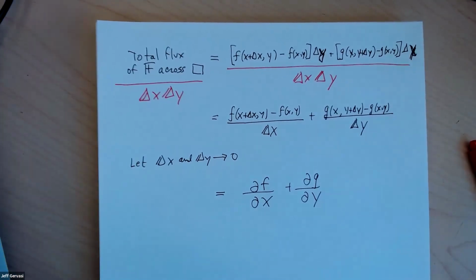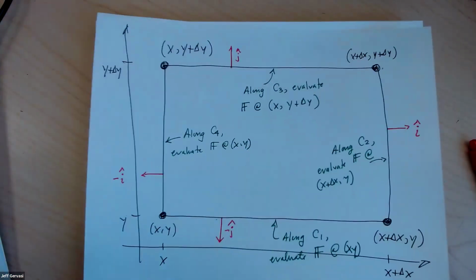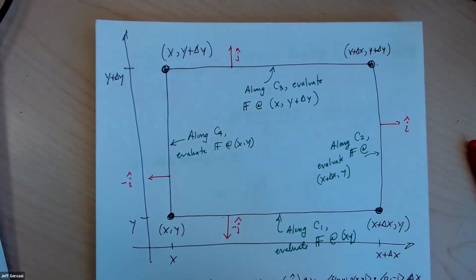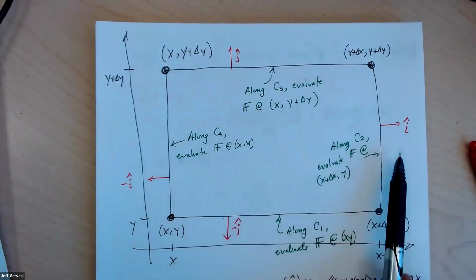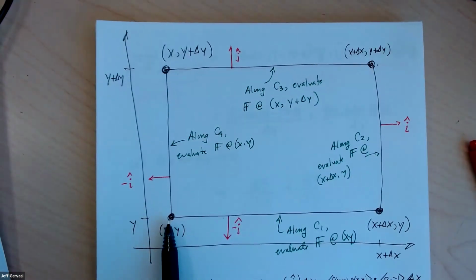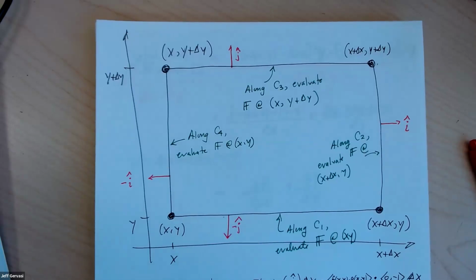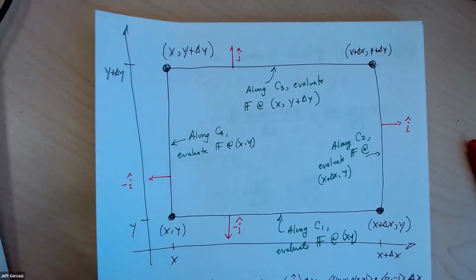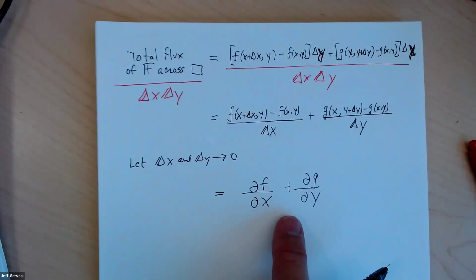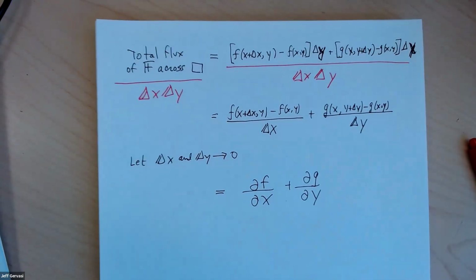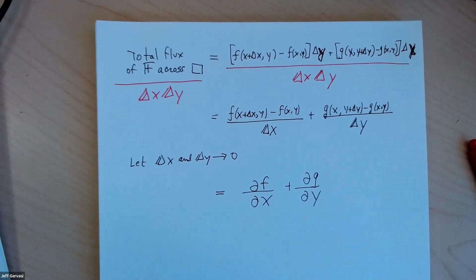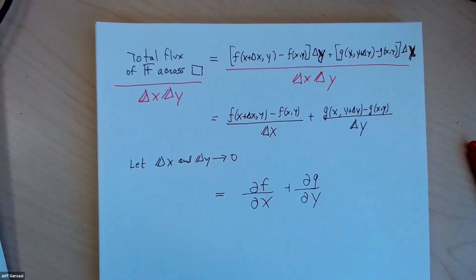So we can think of, oh, and here's something else, gang. Since delta x and delta y are approaching zero, take a look at our figure here. As delta x and delta y are shrinking to zero, we imagine that these three corners are collapsing in on that one point right there. And so we think of this quantity as the flux per unit of area at the point xy.